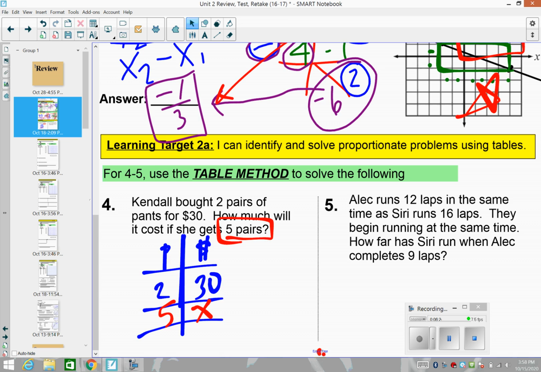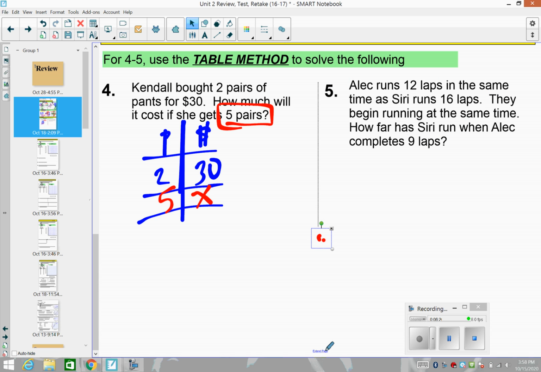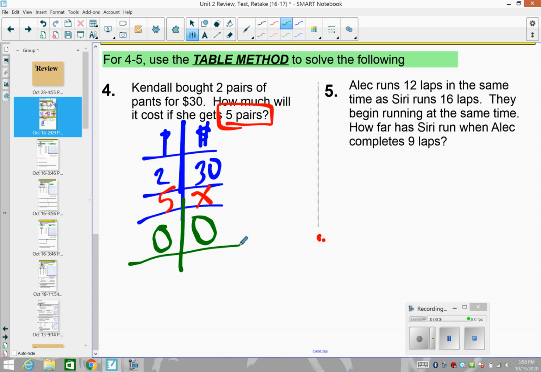Actually, before we do that, we have to analyze. In this lesson, we learned about whether something's proportionate. We're going to check to see, is it true that if you buy 0 pairs of pants, it will cost you $0? Is it true 0 pairs of pants cost $0? Yes, that's true. And if that's true, we know it's proportionate. This is what we learned in the lesson when we watched the video. Therefore, we can take cross products.